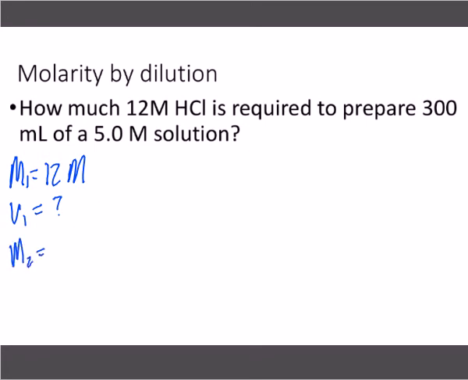So molarity 2 is going to be 5.0 molar. V2 is going to be 300 milliliters. Okay? M1V1 equals M2V2. Get your reference packets out as well. I want to show you that you have a couple of these formulas.